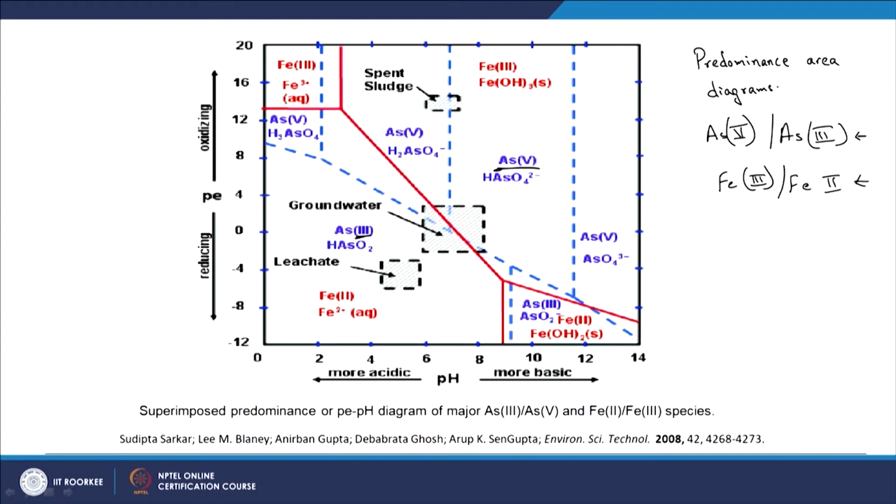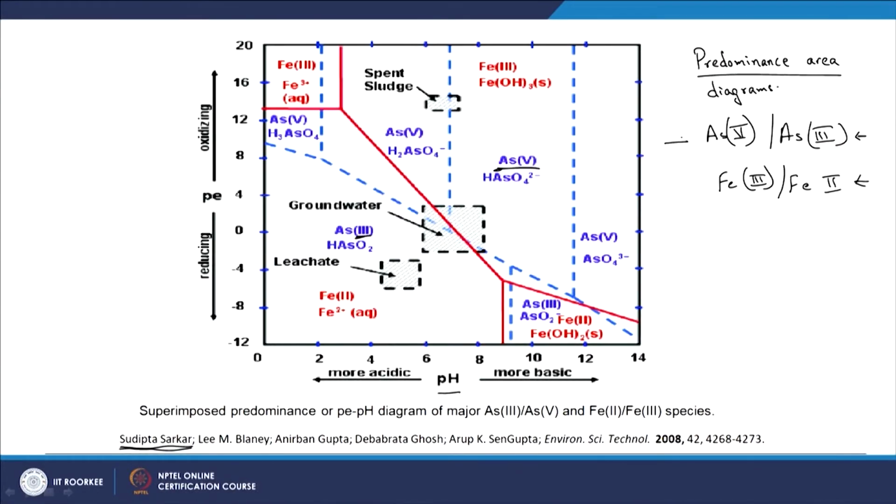In general, the greater the pe, the greater the oxidizing conditions, and the lower the pe, the greater the reducing conditions, right. And obviously the higher the pH, the more basic, and the lower the pH, the more acidic, right. For this diagram, I picked one from a publication of my colleague Dr. Sarkar. I wanted one particular example that would convey some practical relevance. He was looking into some relevant aspects, which we are going to look at. So I am thankful to him.